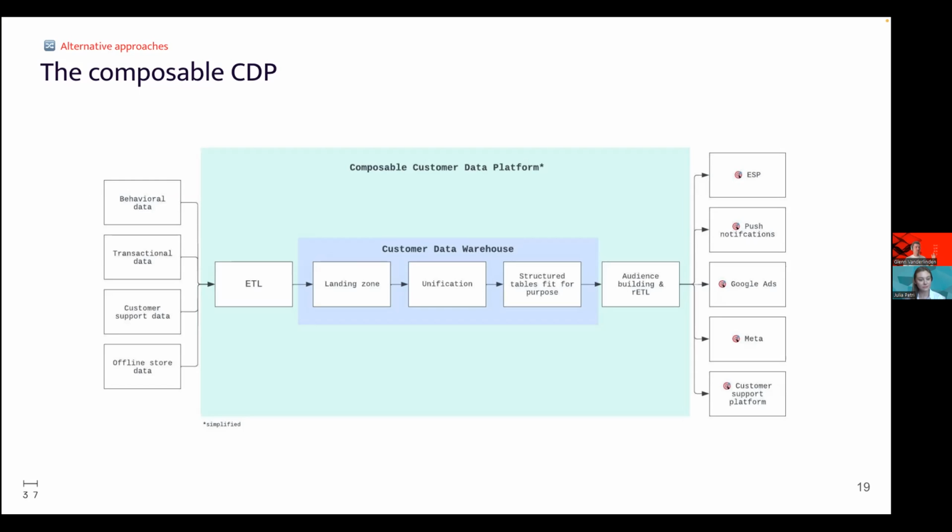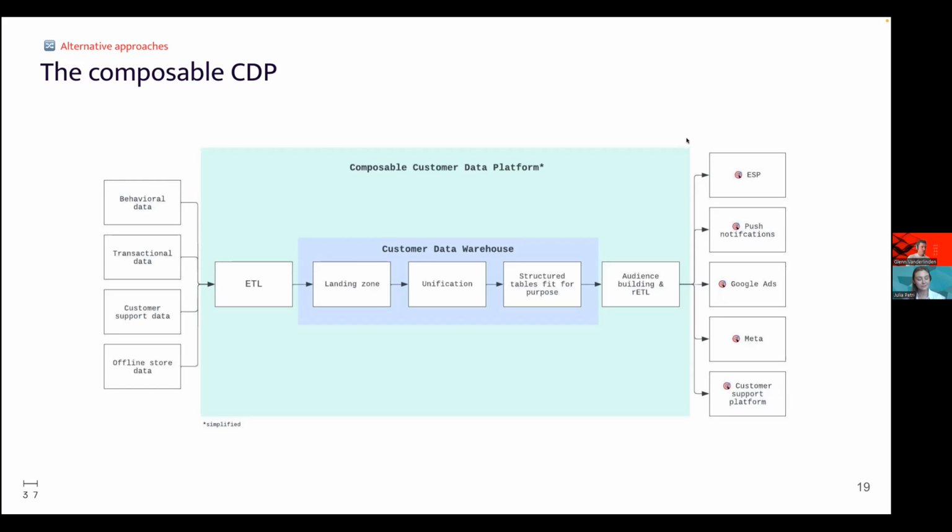So from the left-hand side, you have data flowing in. You ETL it, or you have a behavioral SDK, so raw details come in the landing zone, you go through a unification process, you get into structured tables that are fit for purpose, and you move that out in an audience form or in raw data form.